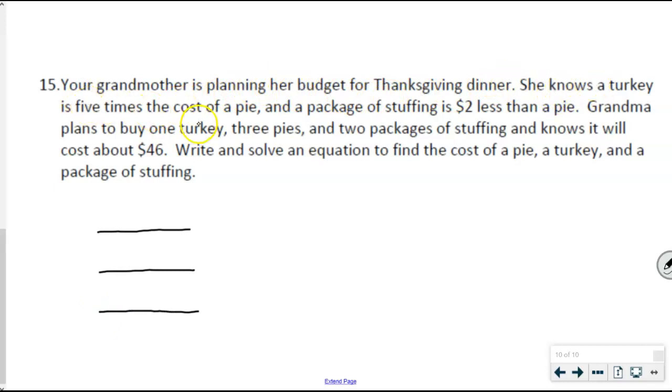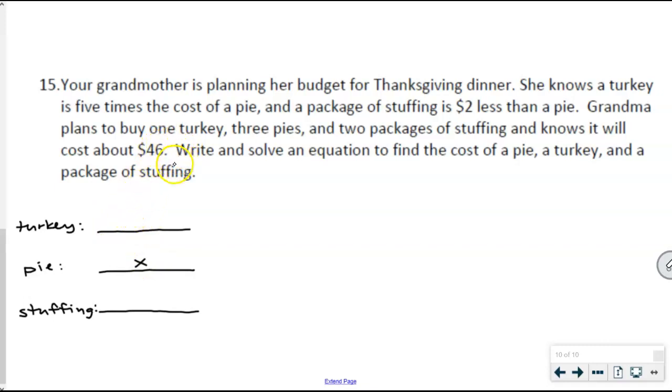She knows a turkey is 5 times the cost of a pie and a package of stuffing is $2 less than a pie. Grandma's buying all this stuff, but let's not worry about what she's buying yet. We have stuff to relate. She knows a turkey is 5 times the cost of a pie, so it looks like I'm going to have turkey. I'm going to have pie, and I'm going to have stuffing. So a turkey's 5 times the cost of a pie, right? Do I know the cost of a pie? No. Could I call it X? And if I call pie X, what's turkey going to be?